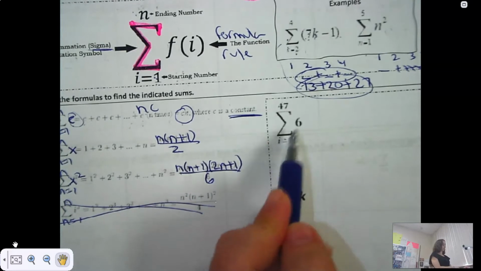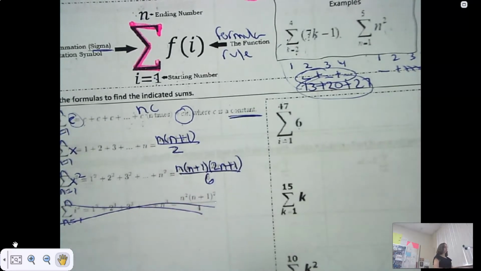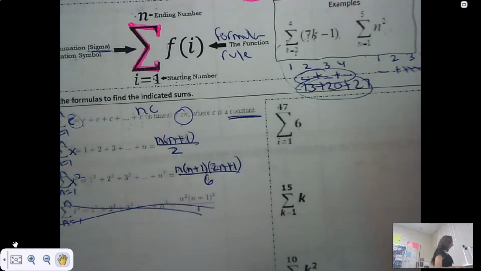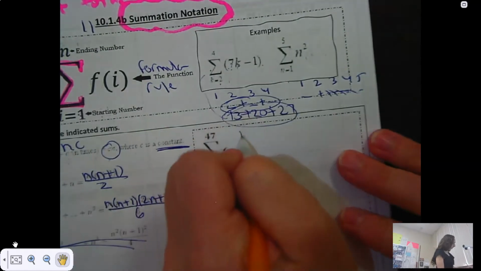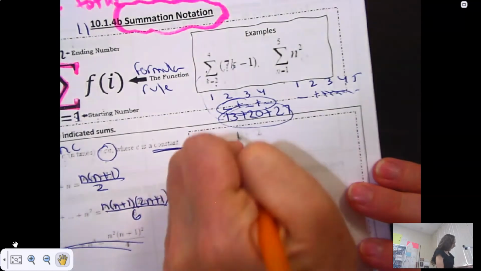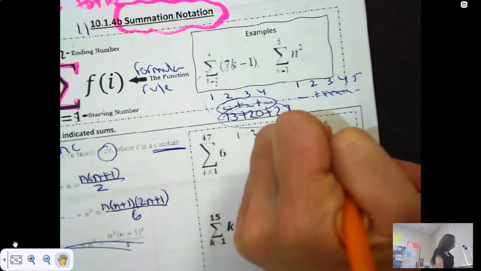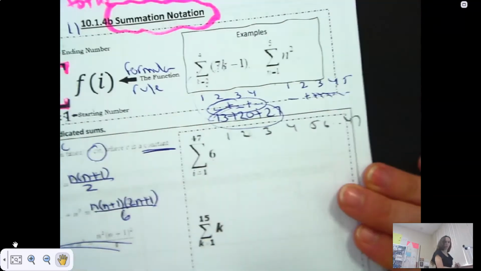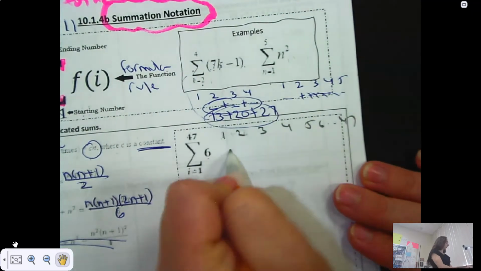So what is this one? Well, it's a constant. And some of you go, what? Well, let me explain what they're asking you to do. They're asking you to find the sum of the first 47 numbers. So the first number plus the second plus the third plus the fourth plus the fifth, dot, dot, dot, all the way to 47. Well, what is the first number?